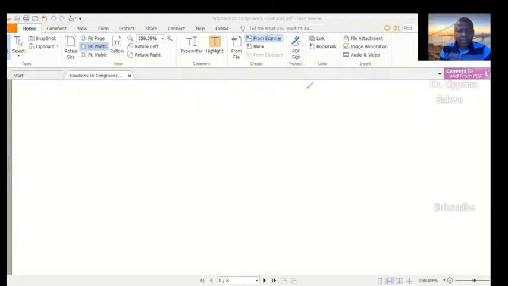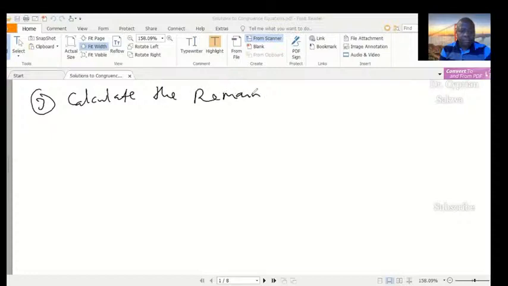Let's look at another example. Example 3 says, calculate the remainder of 23 raised to 61 on division by 17.